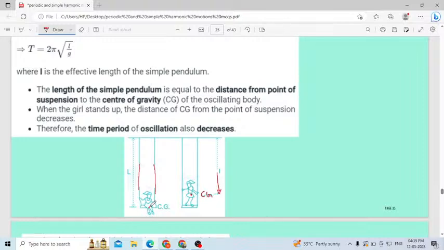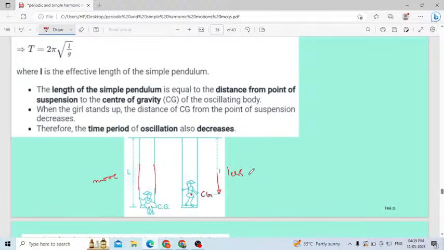When the girl is sitting, the full length of the thread is nothing but the length of the pendulum, or the length of the string you can consider. When that same girl is standing, her body midpoint is the center of gravity. Up to the center of gravity we will consider the length. In the first case the length will be more, in the second case the length will be less.